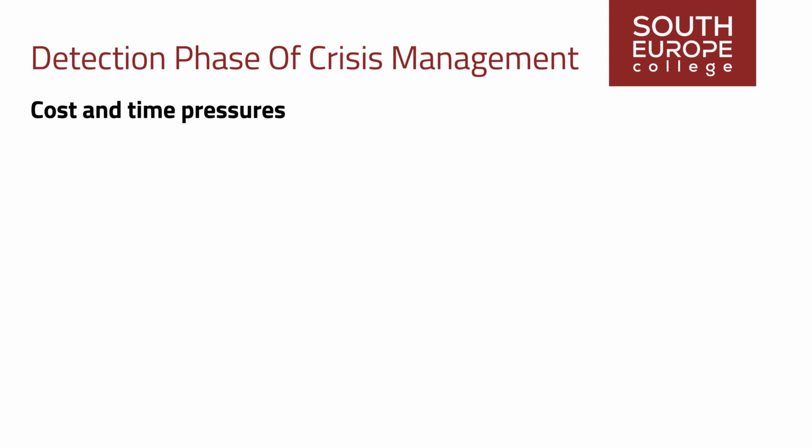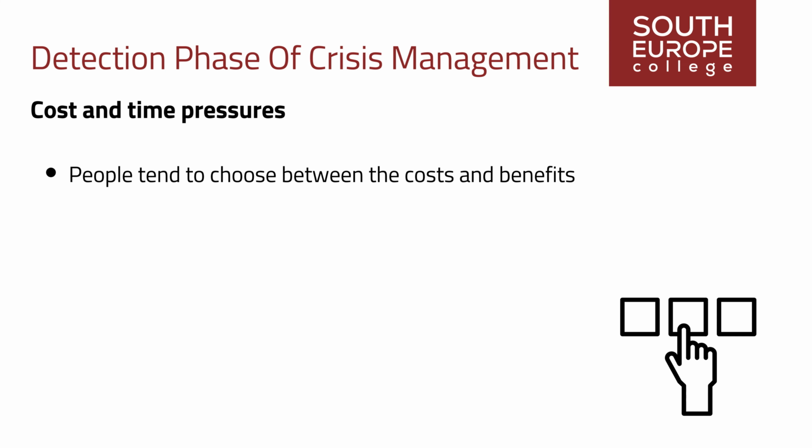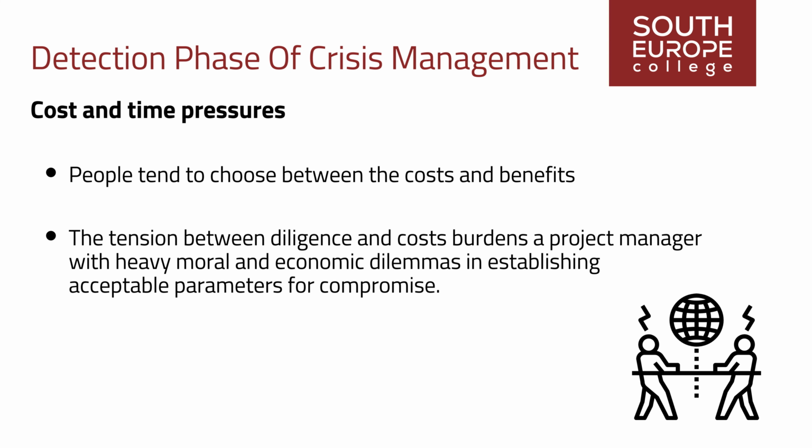Cost and time pressures. It may be economically irrational or indeed impossible, due to limited resources, to monitor every potential risk an organization faces. For this reason, people tend to choose between the costs and benefits of doing so. The tension between diligence and costs burdens a project manager with heavy moral and economic dilemmas in establishing acceptable parameters for compromise. The moral dimension is particularly acute when considering safety issues because a price has to be placed on a person's health.